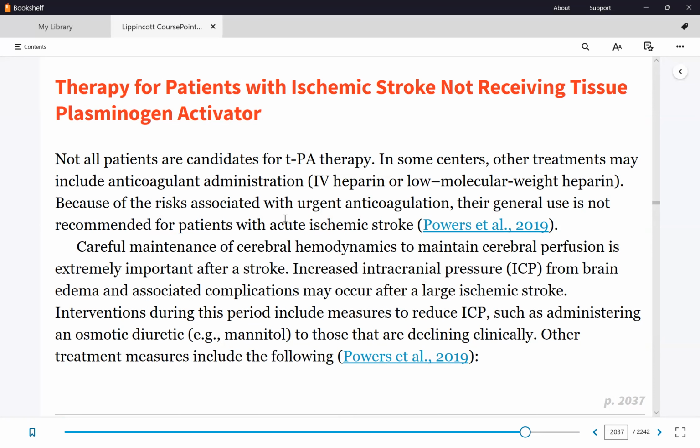Or if the clot's big enough, we can do an intra-arterial, meaning surgical option, thrombectomy, removal of the blood clot manually through surgery. But otherwise, they have a contraindication. We really can't do anything for the patient.